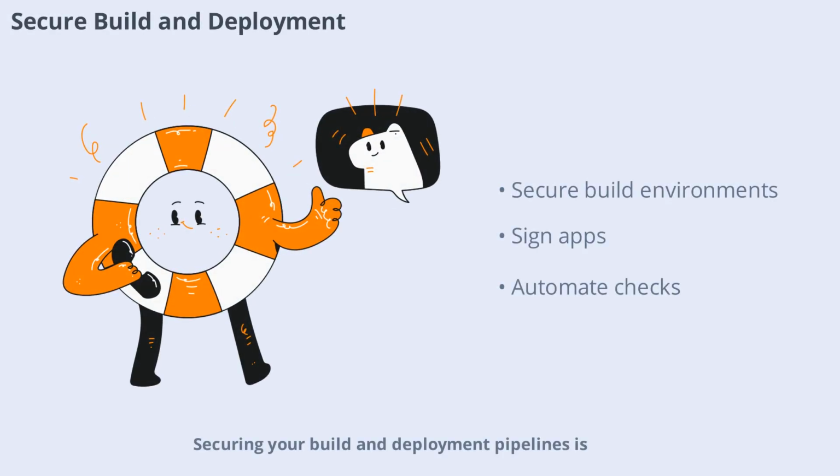Securing your build and deployment pipeline is just as important as securing your code. Use secure build environments, sign your app with strong keys, and automate security checks as part of your CI/CD process. By securing your pipeline, you can prevent tampering and ensure only trusted code is released.